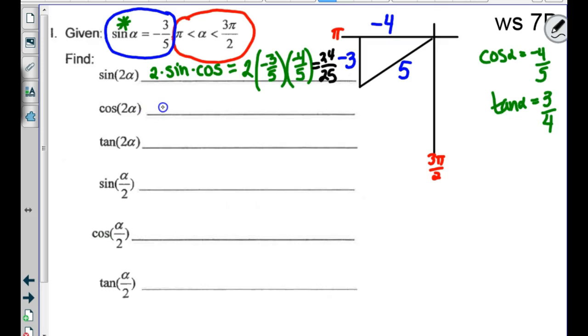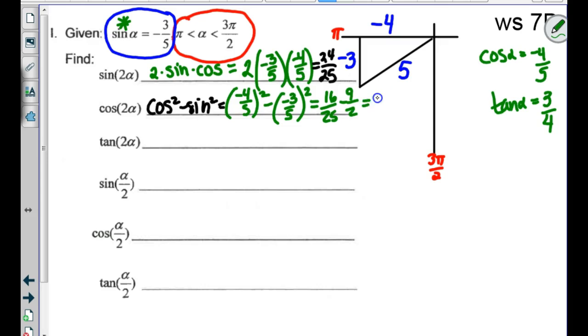All right, cosine 2 theta. Pick one. I'm going to use the first one again. Is it cosine squared minus sine squared? Okay. So if I plug in values, what is the cosine? And I'm going to have to square it. And the sine is negative 3/5. Remember, you have to square them and then worry about the minus. 16 over 25 minus 9 over 25 is going to be positive 7 over 25.